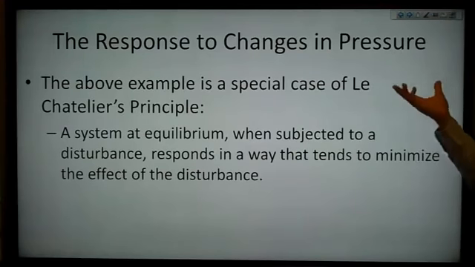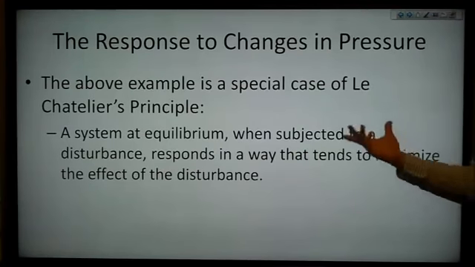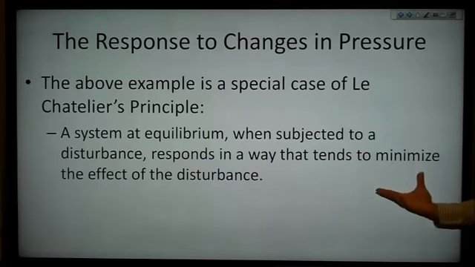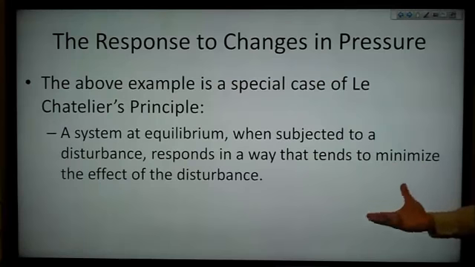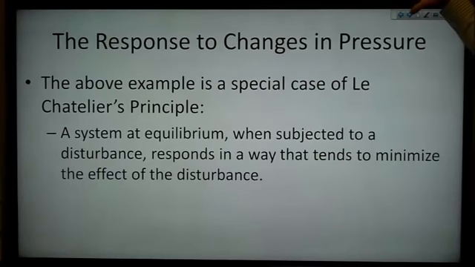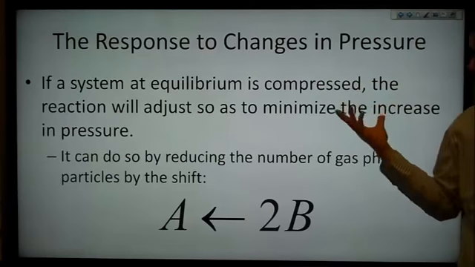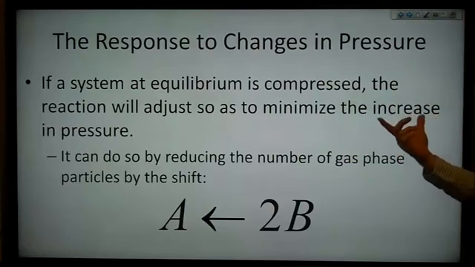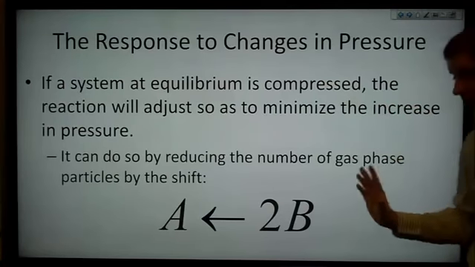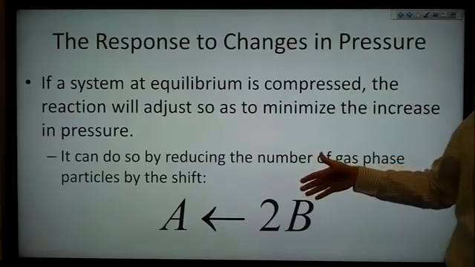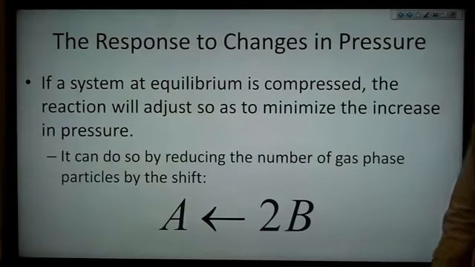So this is a special case of Le Chatelier's principle. Again, our system at equilibrium, when subjected to some disturbance, responds in a way that tends to minimize the effect of that disturbance. So our system is trying to minimize the effect of raising the partial pressures of A and B. If our system at equilibrium is compressed, then our reaction will adjust to minimize the increase in pressure, and it can do this by converting some of our B back into A, right? Because for every 2 molecules of B that we use up, we're only producing 1 molecule of A.